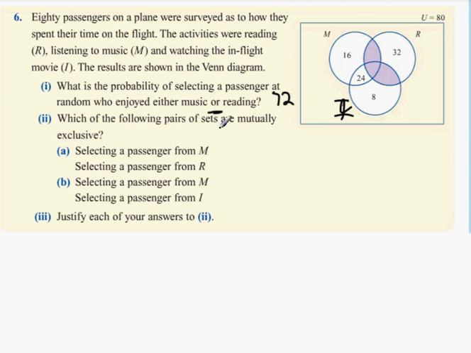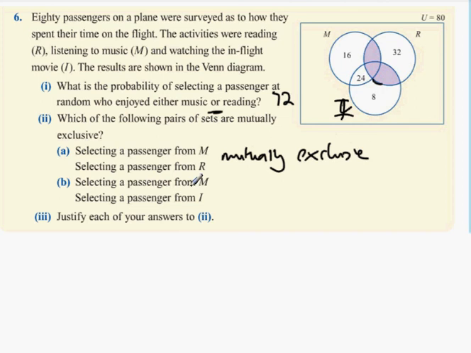Which of the following sets of parts are mutually exclusive? Can anyone in the class explain what mutually exclusive means again? It means that there's nobody in the middle. You can't be both. One or the other. So, selecting a passenger from M and selecting a passenger from R. Can you be both M and R? No. So this is mutually exclusive, because nobody in R does M.